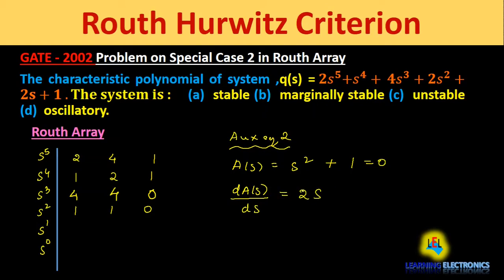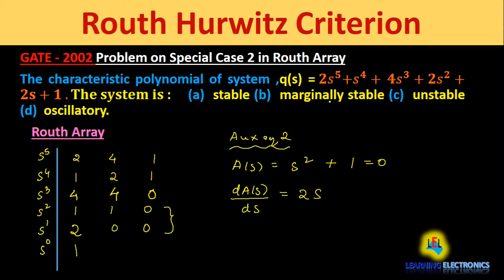Okay, now we will keep the coefficient of s in this s to the power 1 row. So here we will get 2. Other terms will be equal to 0 here. Now we will construct the s to the power 0 row using the s to the power 2 and s to the power 1 rows. We will get (2 into 1 minus 1 into 0) divided by 2 will be equal to 1. Or we can directly write a5 in the first term of the s to the power 0 row.